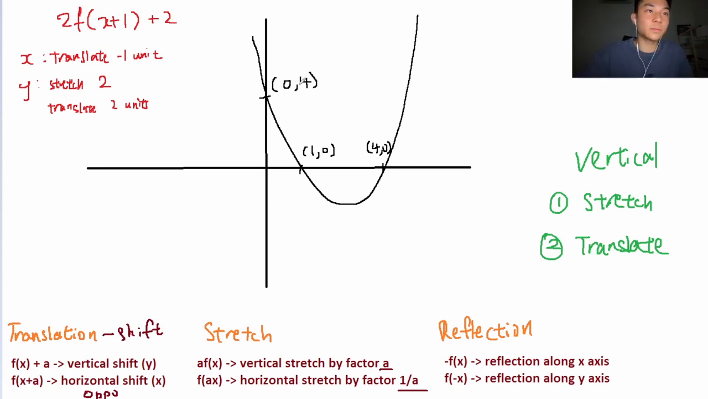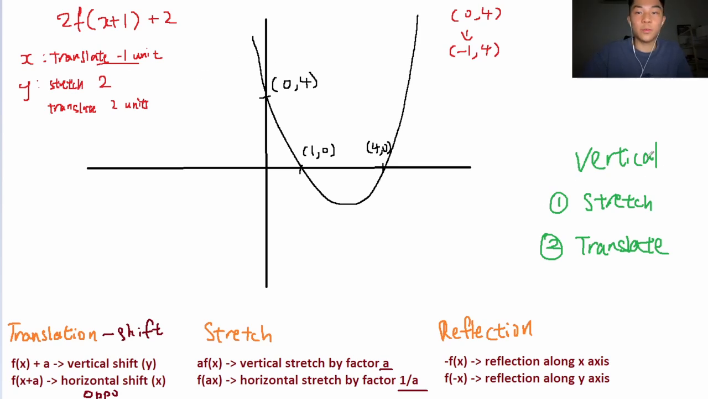So let's look at 0, 4, right? So by 0, 4, I'm going to translate 1 unit to the left, right? We'll do this 1 unit to the left. So 0, 4, I'm going to write it here. 0, 4 becomes negative 1, 4.